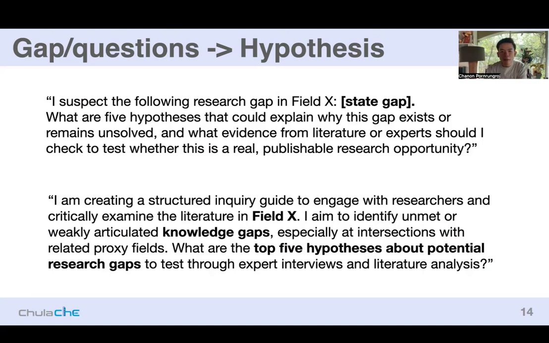So anyway, AI can help you develop the hypothesis, and you can ask it to go deeper into those 20 papers that you already identified. And these are some of the prompts that you may use to ask the AI. I suspect the following research gap in field XYZ. What are 5 hypotheses that could explain why the gap exists and remains unsolved, and what evidence from literature or experts should I check to test whether this is a real publishable research opportunity?